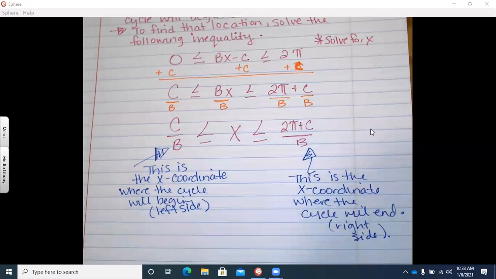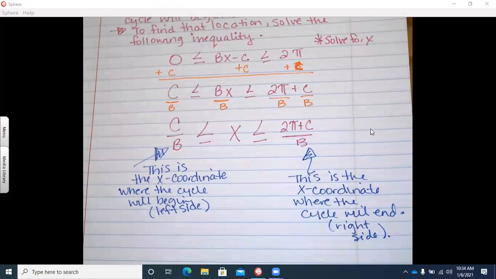Or really, I don't even use the right side. I use some different kind of math to figure that out. But if you wanted to know the ending point, you could do 2 pi plus c divided by b. But most importantly is that c divided by b, okay? The c divided by b is what we call the phase shift. So if you were just asked, what is the phase shift? Take your c divided by b, and that's the phase shift.